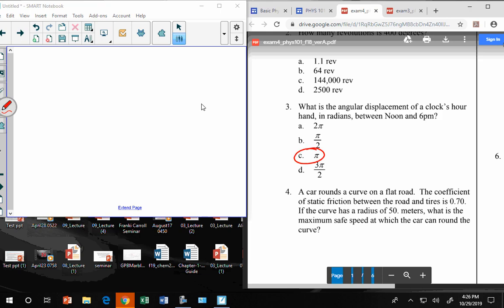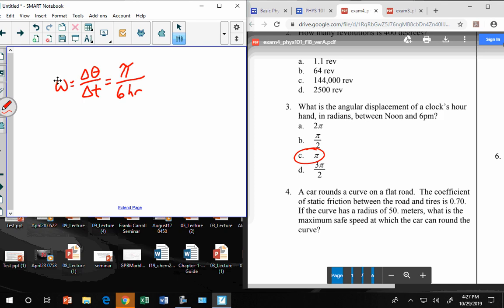If I want to know the angular velocity, what would that be? Well, my angular velocity omega is delta theta over delta t. It goes through pi radians. And what's my delta t between noon and 6 p.m., the hour hand? 6 hours, yeah. So that would be 6 hours. Depending on the units, I might have to do some unit conversions, but that's how you do it.